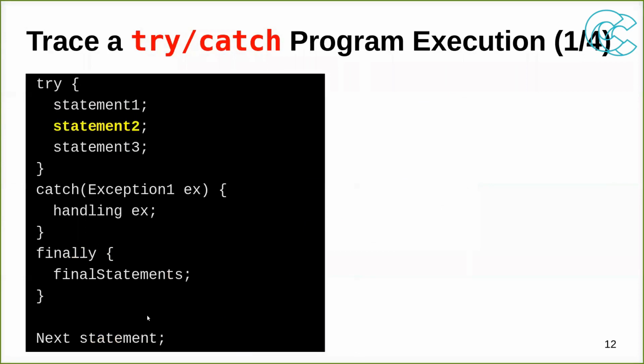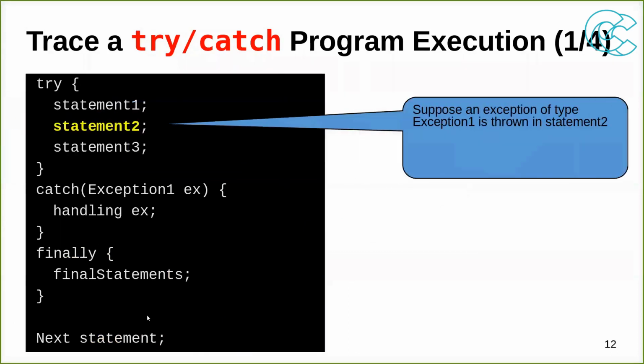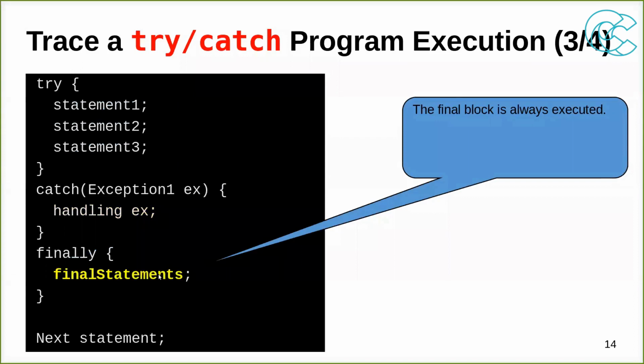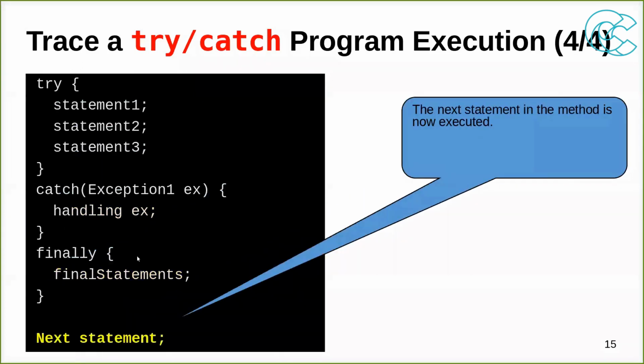But suppose there was an exception in statement 2 and it has thrown an exception of type exception 1. There are different types of exceptions. We will see that in the next couple of slides, in the next class. So let's say it has thrown an exception. Since it has thrown an exception, it will be caught by this catch block. And once it handles this, the finally gets executed. So it always gets executed, like I said earlier. And then you have your next statement, which will get executed after the finally.